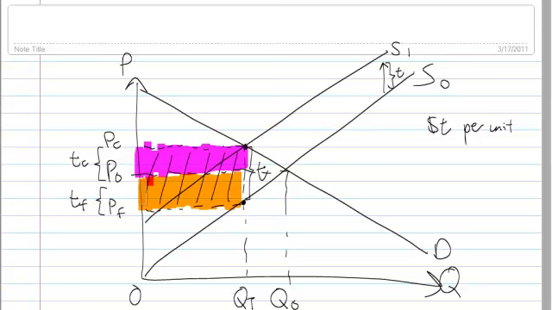So there we go. This is the tax revenue. This is the analysis of the tax incidence that arises when the government imposes a tax.